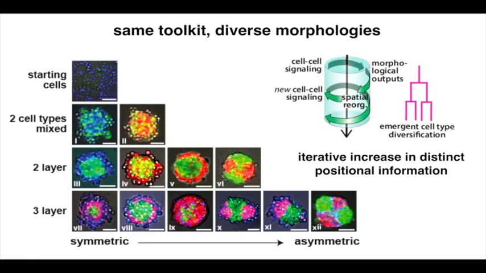And this just shows a gallery of the kinds of things that we can get from this simple case. And really, we think part of why this works is that as you have cell signaling changing things like morphological outputs like cell sorting, that itself creates more spatial reorganization. And so you iterate, and then you get new cell-cell positional information. And so you get this iterative increase in distinct positional information by coupling these things together.